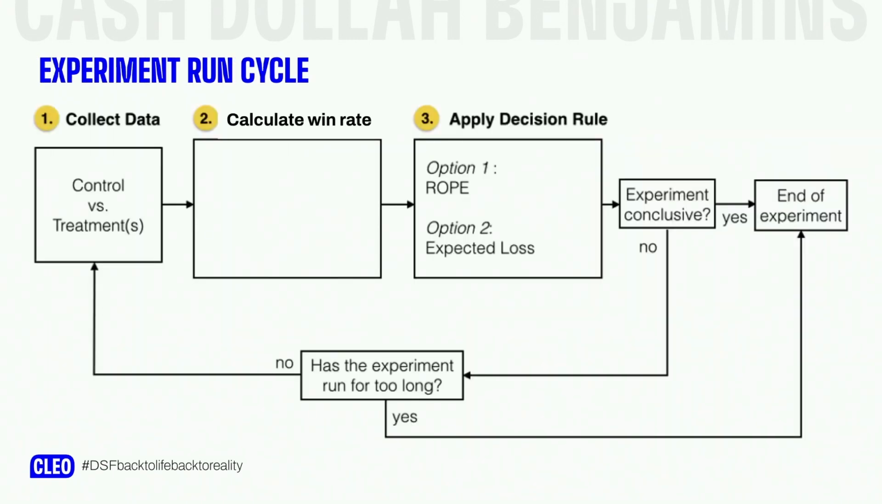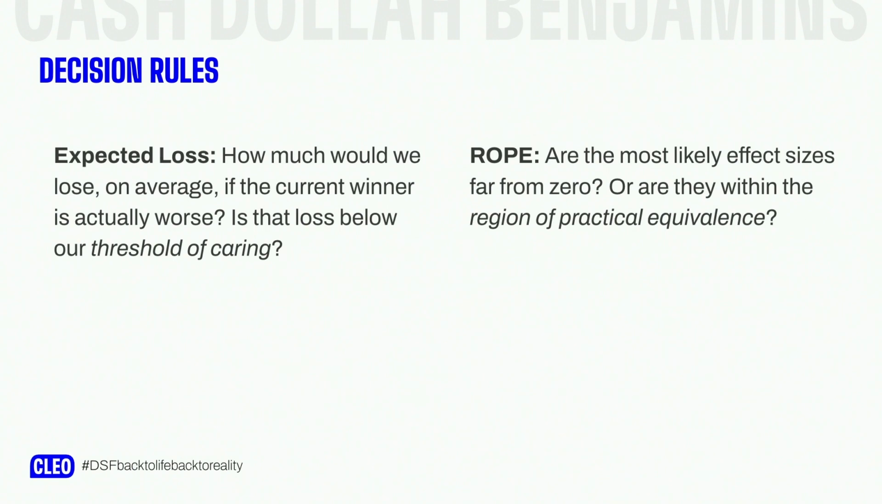So the cycle ends up looking like this. We would collect data, then calculate the win rate on the first period of data, apply a decision rule, such as ROPE or expected loss, and then if the experiment is conclusive, we would end it, or if the experiment had run on for too long, we would end it. Otherwise, we could collect more data, periodically monitor it, check our metrics, see whether it was time to end the test. And these decision rules, ROPE or expected loss, are what I'm going to talk about next.